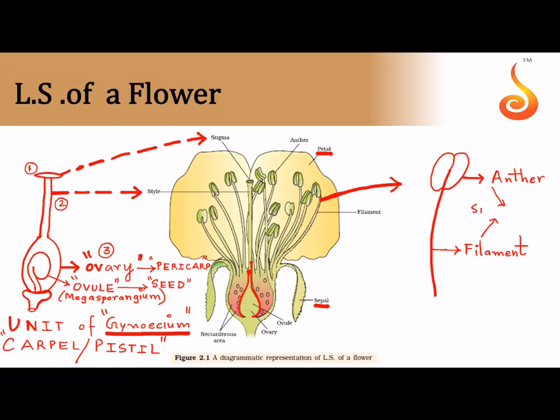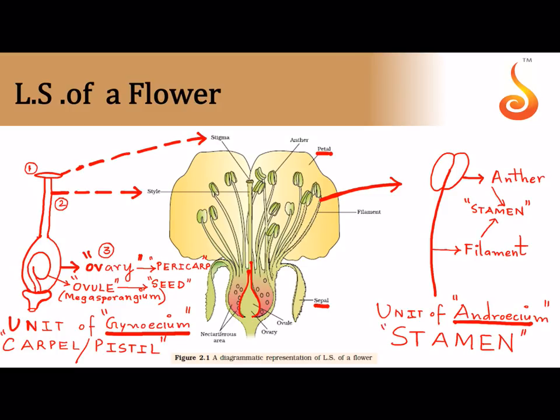The anther and the filament together are referred to as the stamen, and the stamen is nothing but the unit of the male reproductive part of the flower, which is called the androecium. Clear? So this is the unit of androecium, and what do we call this unit of androecium? We refer to it as the stamen. So I hope it is clear.